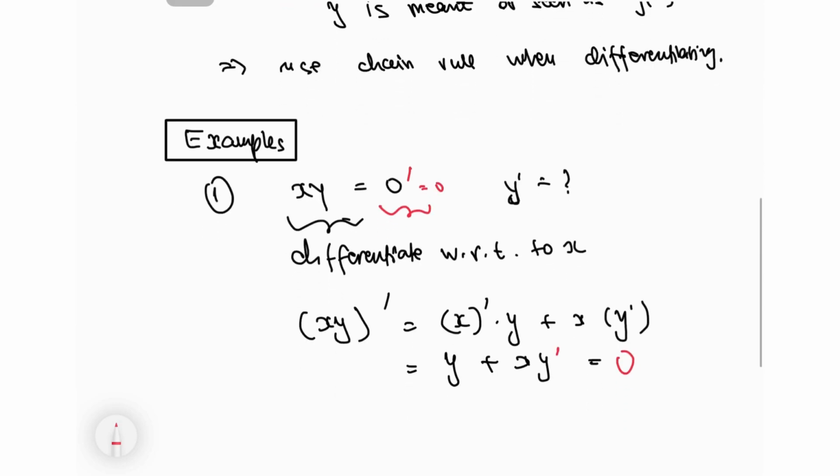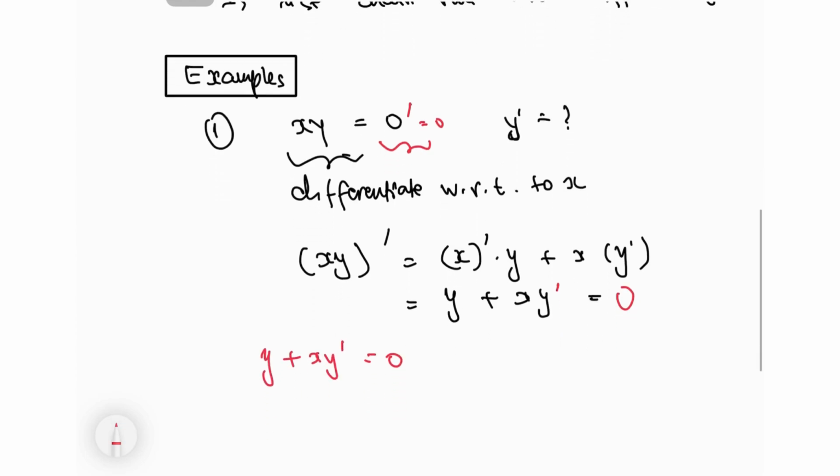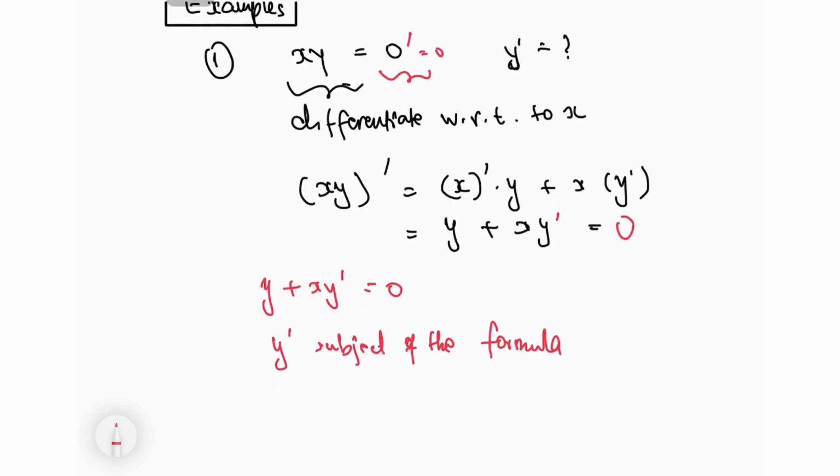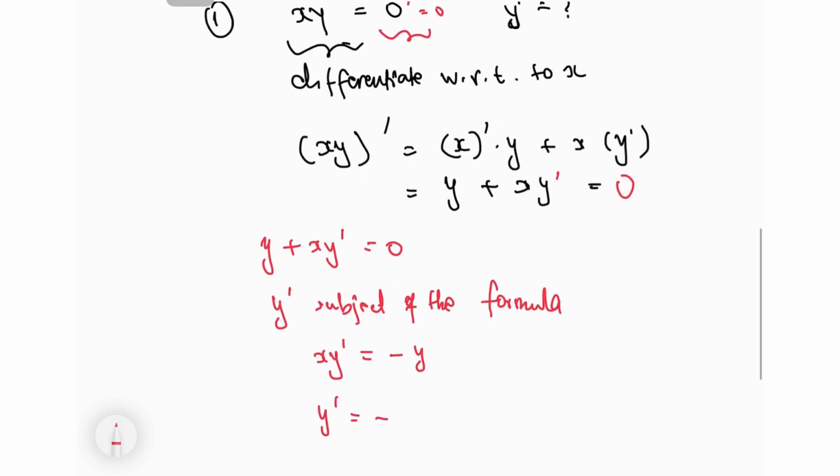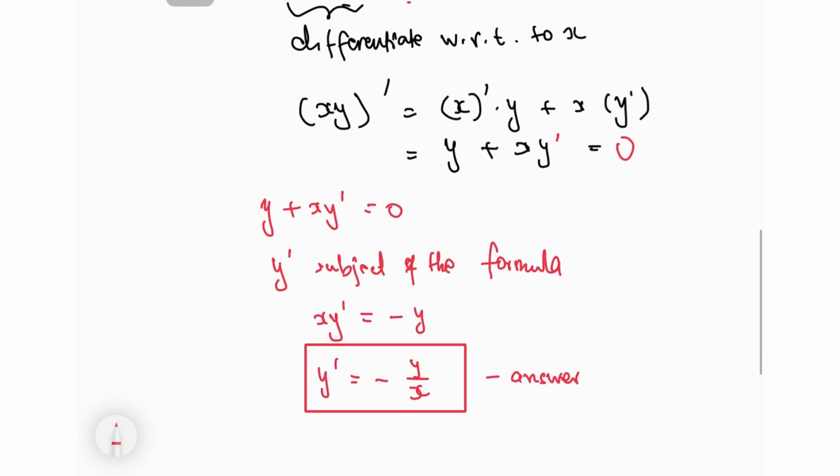Now we don't know what y prime is as an expression, so we just write y prime. y plus xy prime equals 0. And now just make y prime the subject of the formula. That means xy prime equals minus y, so y prime equals minus y over x. And that is the solution. We have found the expression for y prime.